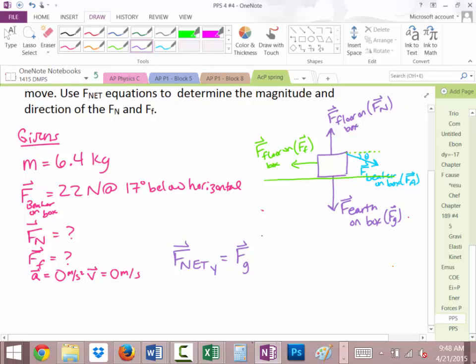Yeah. Floor on box. Floor on box, absolutely. Instead of writing floor on box, what am I going to write in my lazy way? F sub N. Because that's the one that's going up, right? Anything else I need to write down here? Are there any other forces that are acting in the y direction? I feel like, Yes, Kristen?